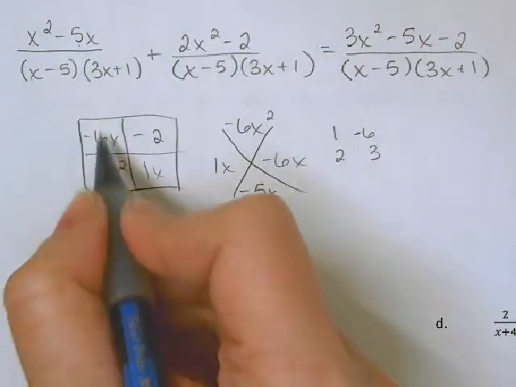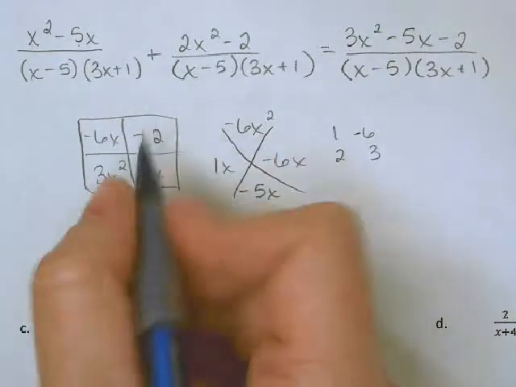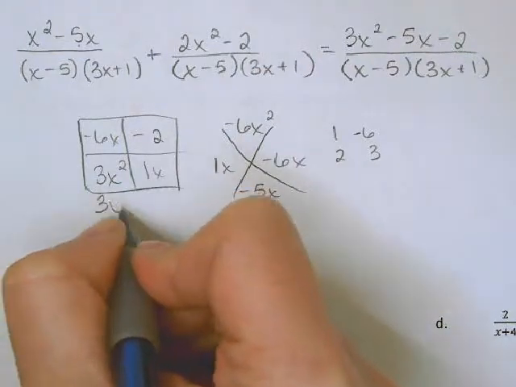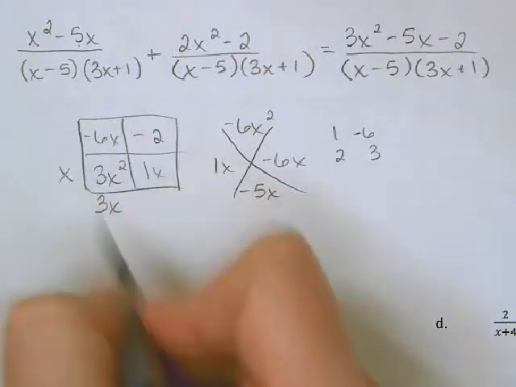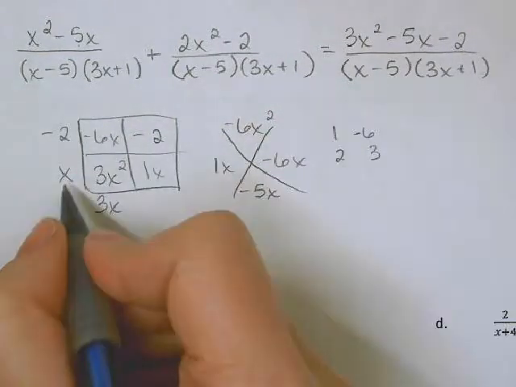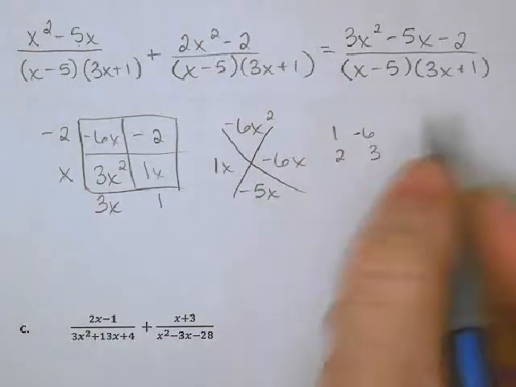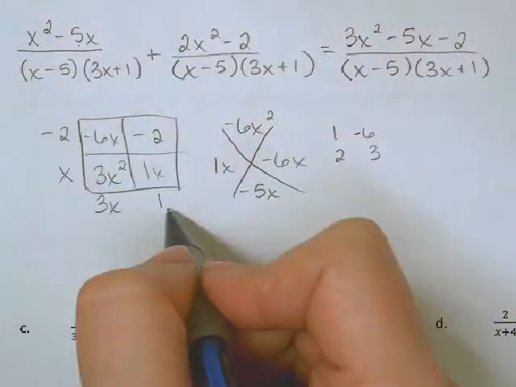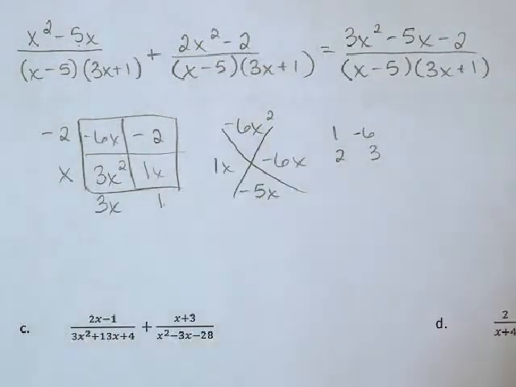I need to factor out the greatest common factor for this column. So the most I can take out of there is a 3x. 3x times x gives me 3x squared. 3x times negative 2 gives me negative 6x. And x times 1 gives me that 1x. Double check, negative 2 times 1 does give me negative 2.